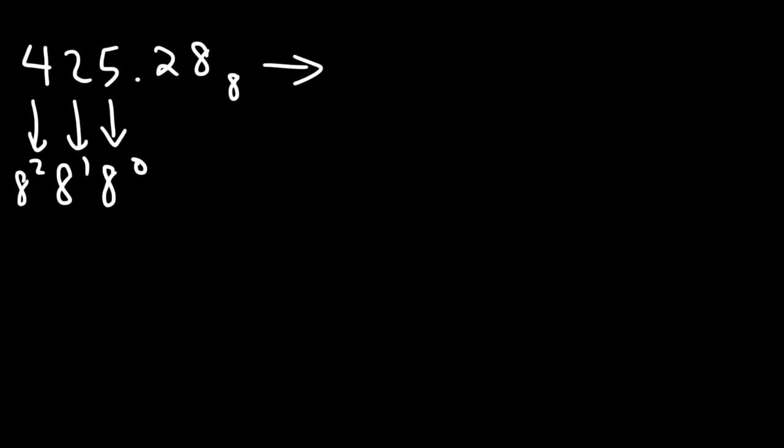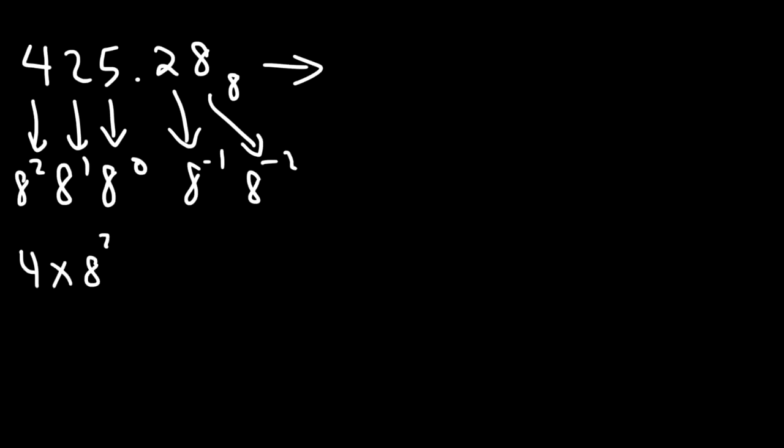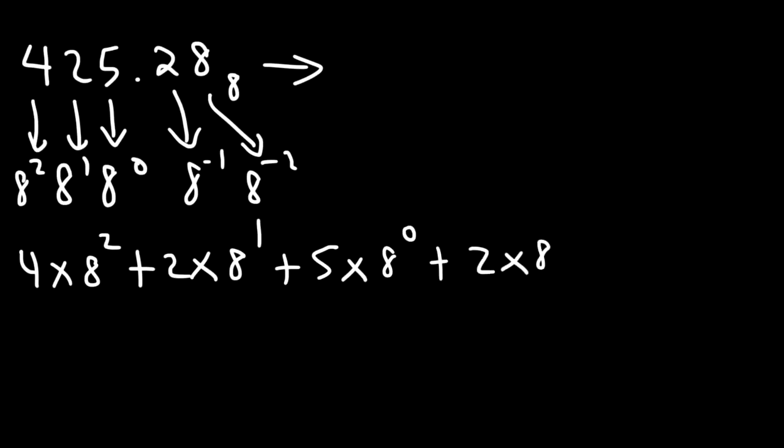So if we follow the pattern of exponents that we see here, the next number has to be 8 to the negative 1. So the number to the right of the decimal we need to multiply by 8 to the minus 1, and then the last number by 8 to the negative 2. So we're going to have 4 times 8 squared plus 2 times 8 to the first power plus 5 times 8 to the 0 power plus 2 times 8 to the minus 1, and then plus 8 times 8 to the minus 2.